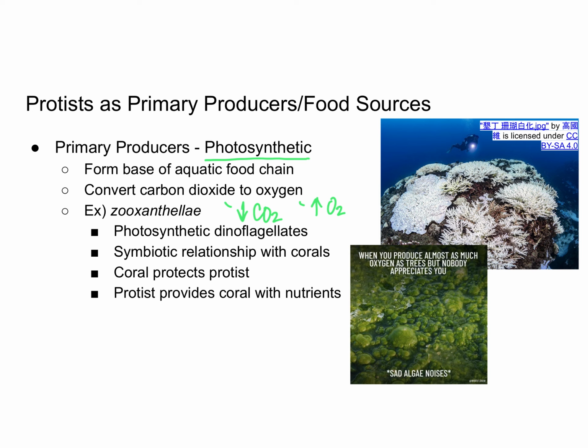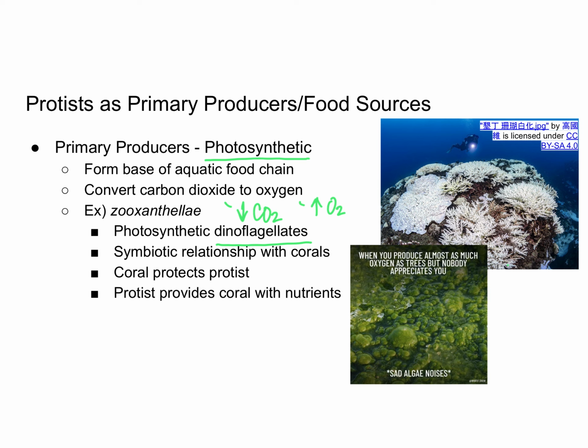One kind of cool example of a primary producer that is a protist are the zooxanthellae. These are a type of dinoflagellate, which we'll talk a little bit more about later in another video. But these are photosynthetic protists that have a symbiotic relationship with corals. The coral gives the protist protection, and then the protist provides the coral with nutrients through that photosynthesis.